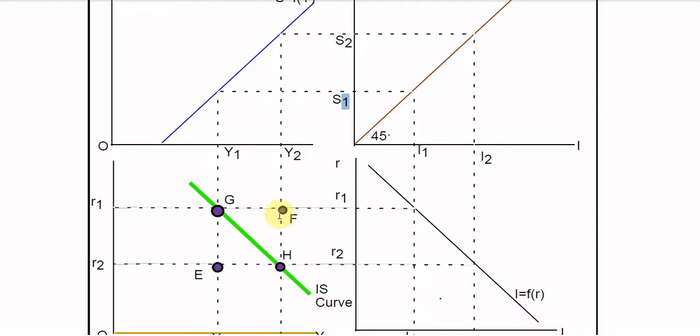So since E and F are not the points of goods market equilibrium, IS curve cannot be horizontal going through the point G and F. It cannot be vertical going through the point F and H, and it cannot be an upward sloping curve going through the point E and F. That is the reason why the IS curve is always downward sloping.